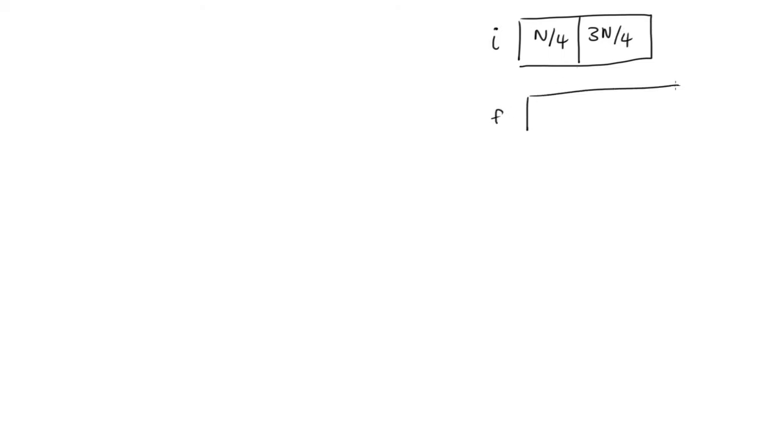Okay, so in this problem, we're going from an initial state with n/4 particles here and 3n/4 particles here to some final state with n/2 particles here and n/2 particles here, and we're asked to calculate the change in entropy, which will be the final entropy minus the initial entropy.